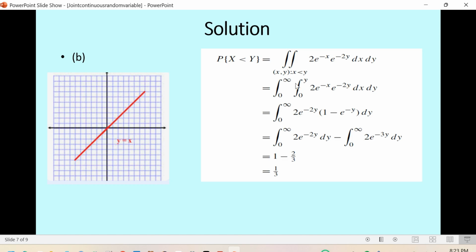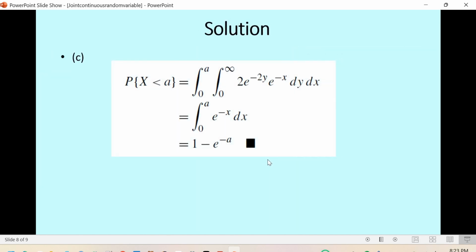So here we just calculate the first integration with this expression and dx from 0 to y. Then this result will be this expression, no x now, only y. So it's quite easy. We take the integral from 0 to positive infinity for dy, right? So the result is 1/3.